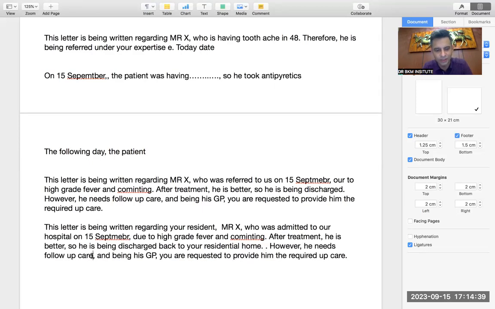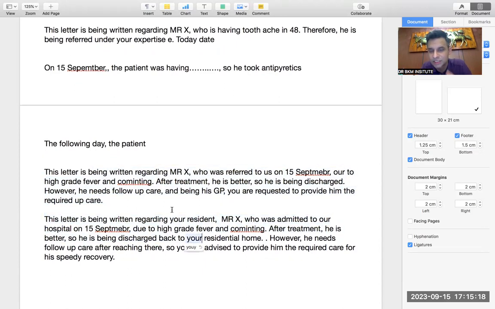However, he needs follow-up care after reaching there. So to the residential people, we can advise that he needs follow-up care, and you are advised to provide him the required care for his speedy recovery. Please understand, these are the major letters which can come. The only problem you will face in OET is that sometimes the letter will have too much data, but always remember you have to write it simply. Please do not get tricked. Write in a simple way.